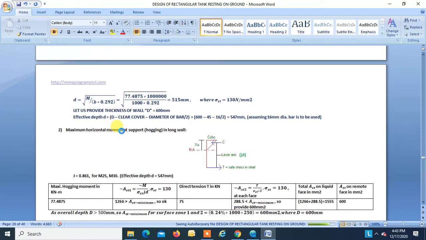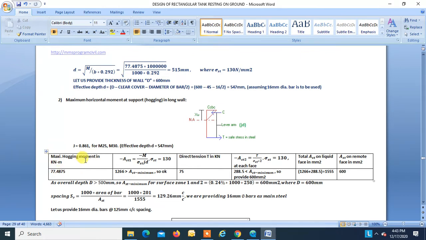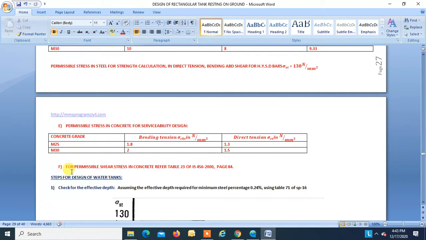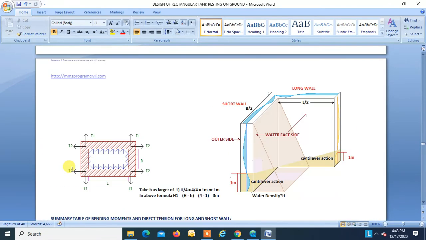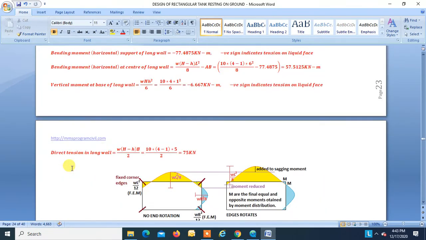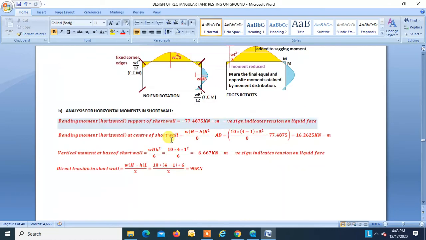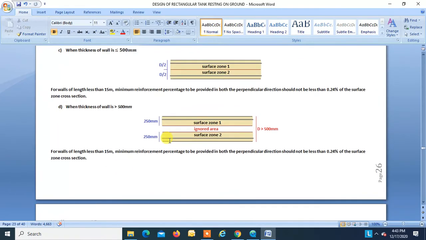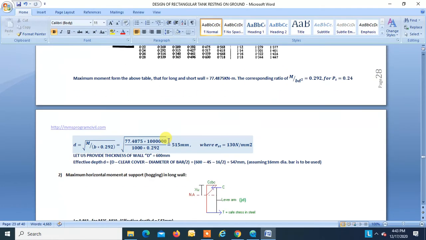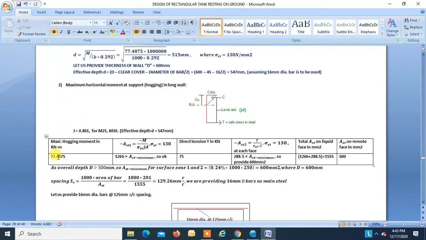Now maximum horizontal moment at support, that is hogging in the long wall. So that is what we got, the maximum hogging moment in the horizontal direction, that is 77.48. Let us see over here. The maximum horizontal moment at support is 77.4875. That is what we are taking over here.